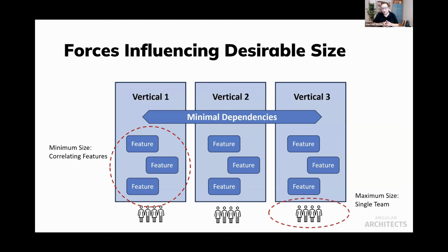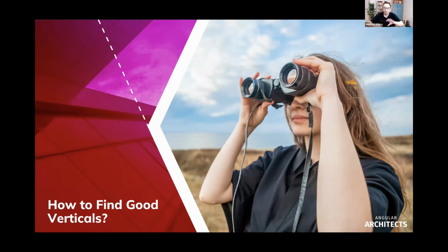The maximum size, however, is influenced by the capacity of a team, because it's desirable to assign a vertical to one team so that they can concentrate on one thing. And that's why a vertical should not be larger compared to what a team can achieve. So those are two forces that help us to find good sizes. Another question is, as mentioned before, how to find good verticals. And this is really a hard topic.